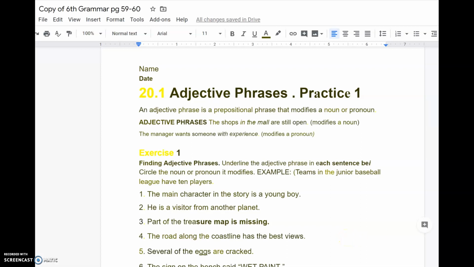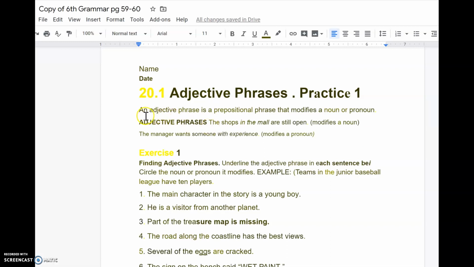Hi guys, I want to talk through the grammar today before you do it. A lot of it is review because we're looking at adjective phrases. So if you remember the prepositional phrases, it's going to be easy to find the adjective phrase.